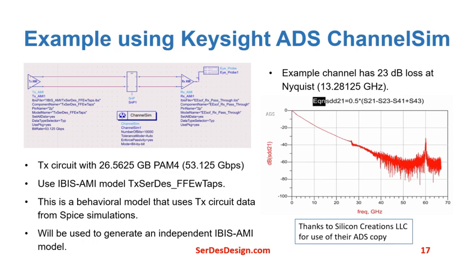For this example, a SerDes channel is defined with S parameters. This plot shows the SDD21 channel characteristic. It has 23 dB loss at Nyquist, which is 13.28125 gigahertz. Thanks to Silicon Creations LLC for use of their ADS copy.